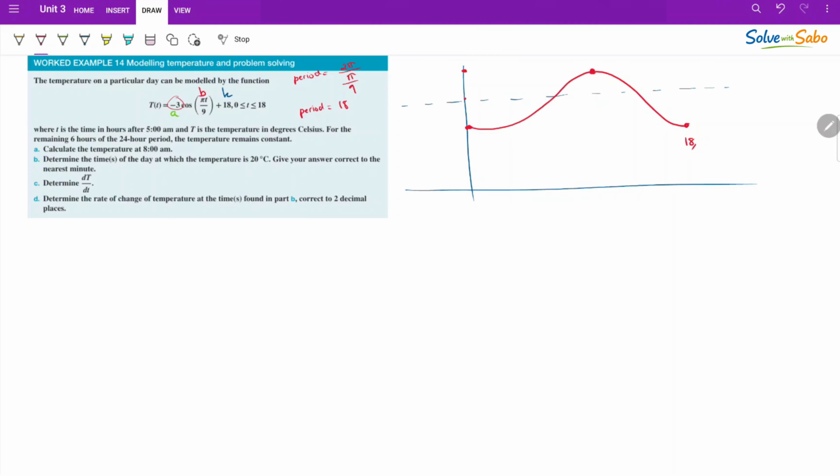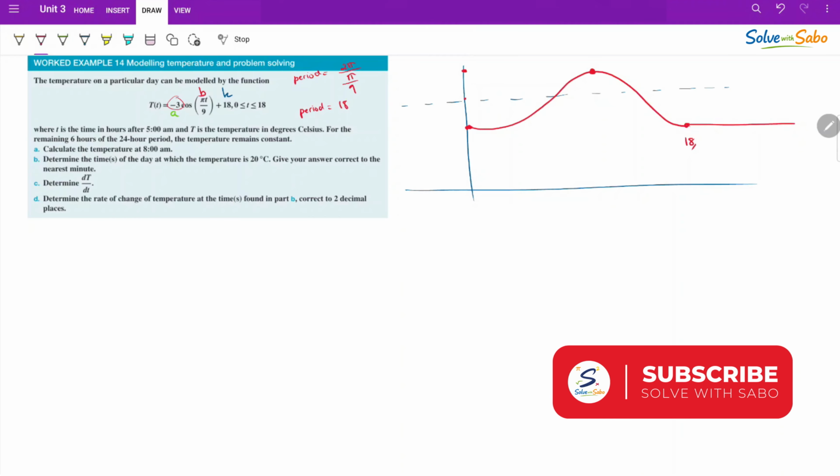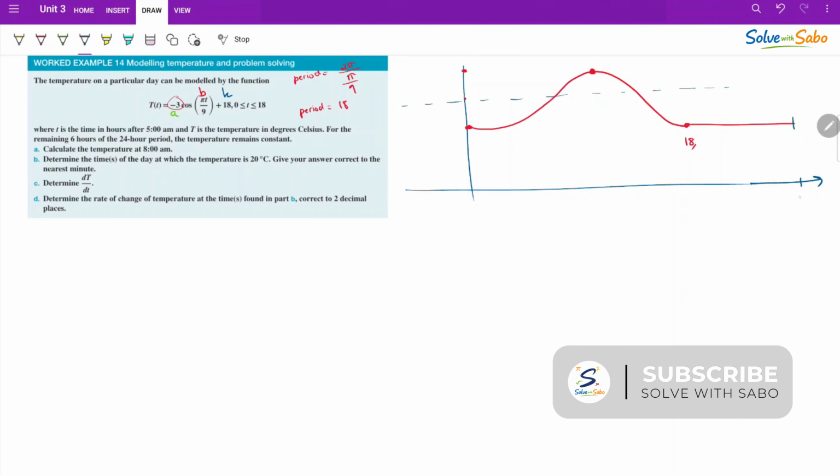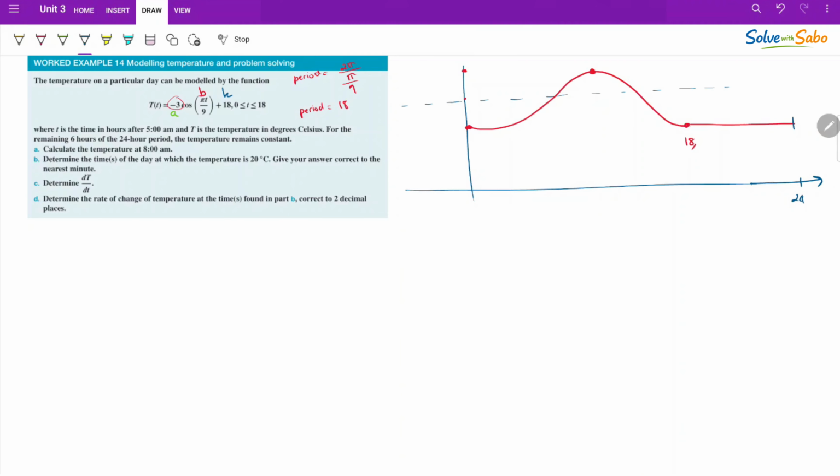Now, no B transformation, so all good. We've actually already started doing our job here of sketching it. It then says we're going to flatline, so okay, all the way up to 24. So we already have a pretty good idea here. Y equals 18 as my equilibrium line. We've got a pretty good idea of what we're looking at.